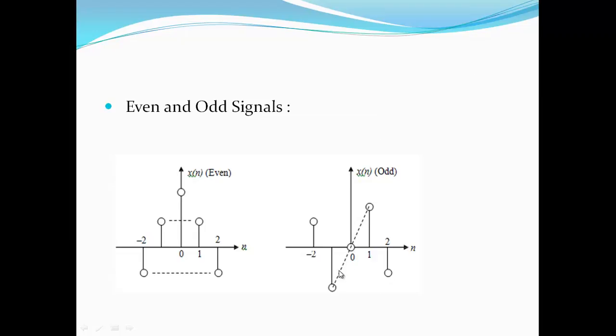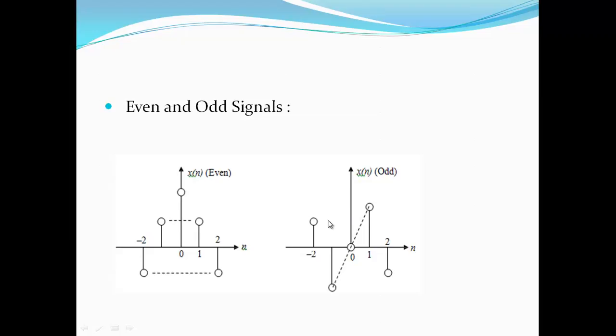x of minus 1 is equal to minus 1. They are opposite, they are not similar. Then you have x of 2 that is equal to minus 2, whereas x of minus 2 is equal to 2.